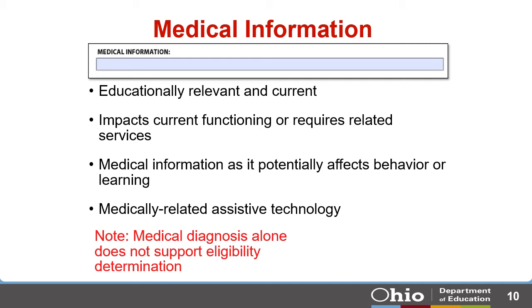It may be important to reference medical history if it impacts current functioning, like traumatic brain injury, or will require related services supports, such as orthopedic support or other devices. If the child has a history of hospitalization or outpatient treatment, this information should be included in the medical information as it potentially affects behavior or learning.